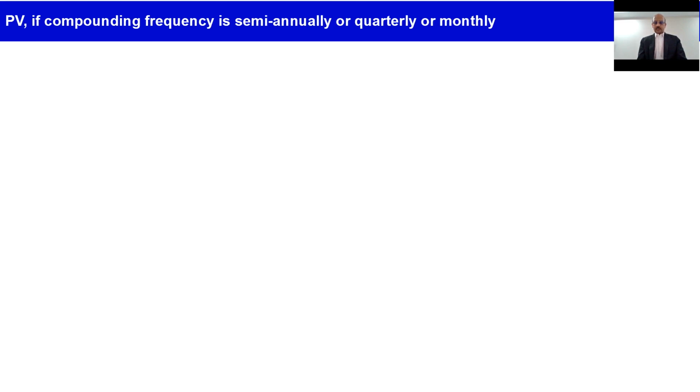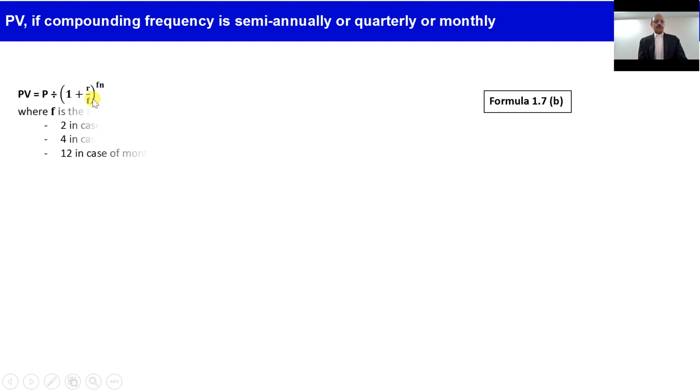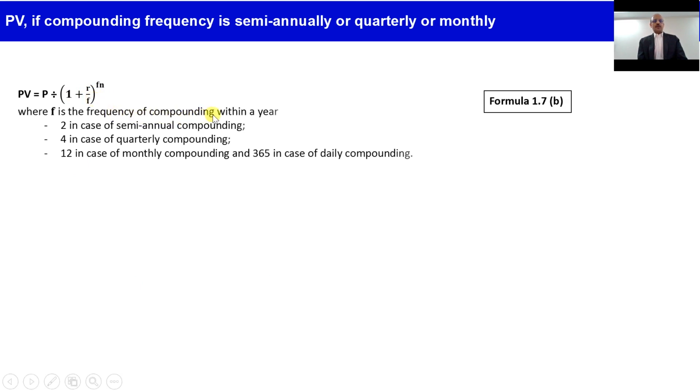In that case, the concept remains the same, except that R, which is your rate of interest, is divided by F. F is basically the frequency of the compounding within a year. So, for example, if it is semi-annual compounding, F is 2. If it is quarterly compounding, F is 4, if it is monthly compounding, F is 12, and if it is daily compounding, F becomes 365.